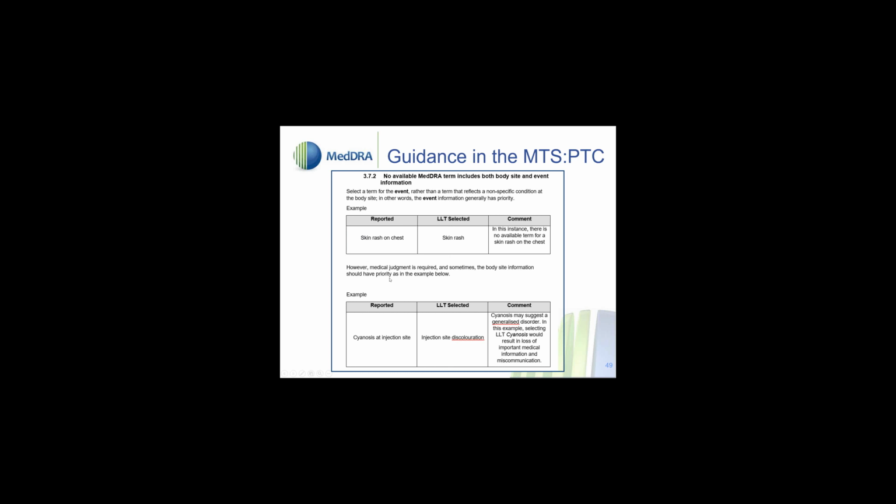But administration site reactions actually are an exception. In such cases, body site information has priority, meaning the fact that the reaction occurred at an administration site. You can see in the corresponding example here, cyanosis at injection site should be coded to injection site discoloration, because if you would code this to the actual specific event, cyanosis, this may suggest a generalized disorder. And this is clearly a localized reaction. Selecting cyanosis would result in loss of important medical information and miscommunication of safety information as well.